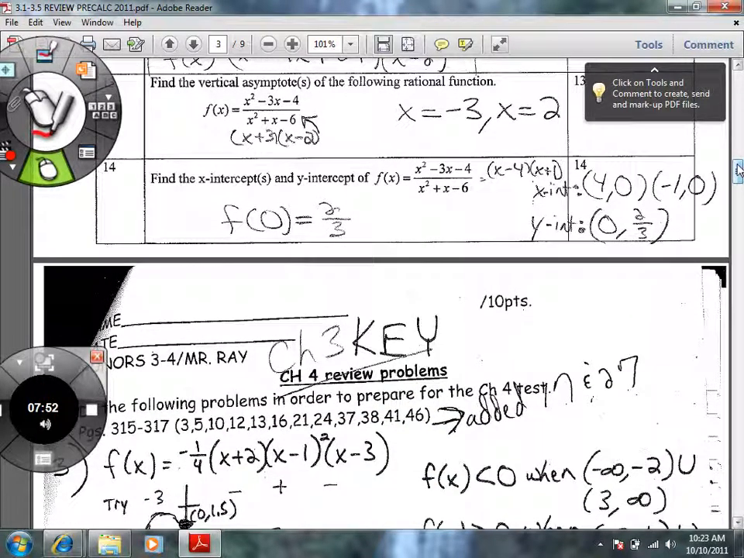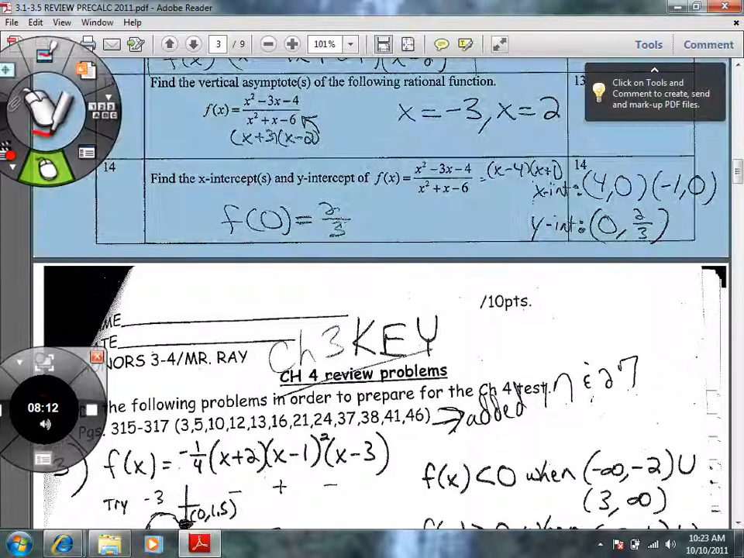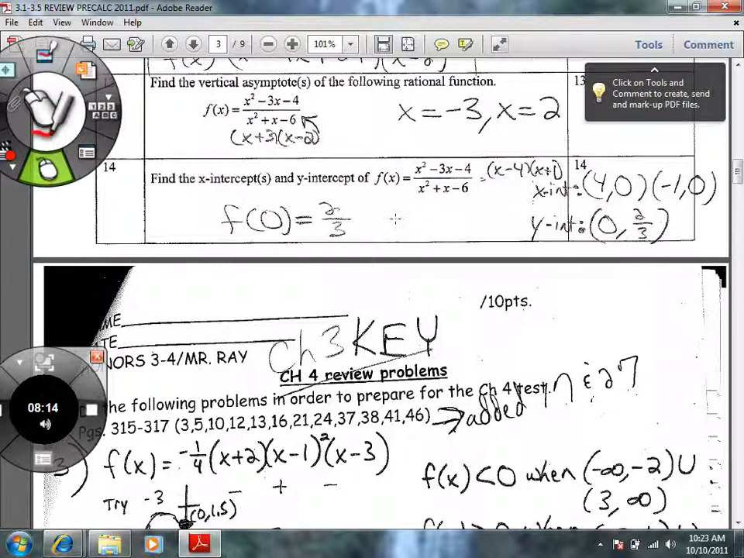Number 14, the X-intercepts are always the zeros of the numerator. So we factor that, and we can tell that 4 and -1 would cause the numerator to be equal to 0. So our X-intercepts are (4, 0) and (-1, 0). And the Y-intercept is always plugging in a 0 for the x's and then seeing what you get. So you plug in the 0, you get 2/3. And you can kind of see that if you cover up all the x's there, you would have 2/3.